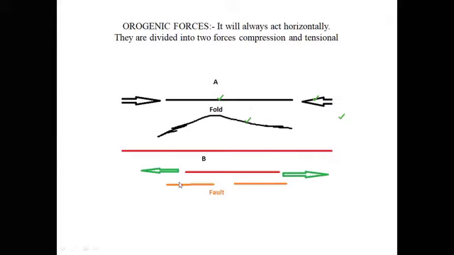And another one is here, you can see the tensional force. This is a landmass again, and from both the sides tensional forces occur. Now these tensional forces will pull this landmass away from each other. They will try to pull from both the sides.